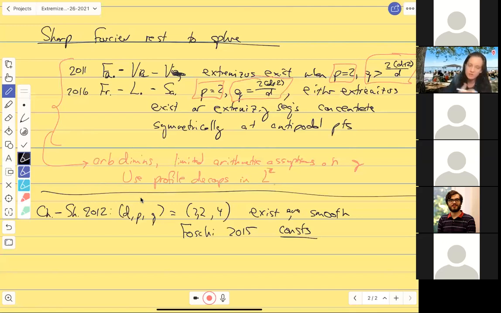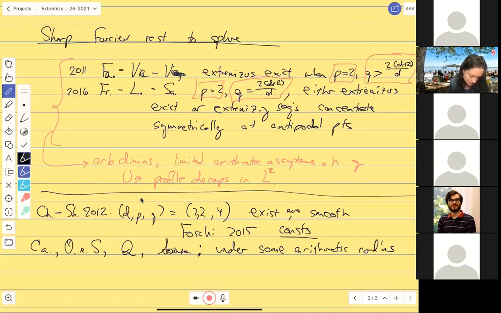So there are a number of other results, and it will take too long to go through them in detail, but I do want to mention the results of Carneiro, Oliveira e Silva, Guilherme, and Sousa, showing that under various arithmetic conditions on P and Q, extremizers exist and are constant.